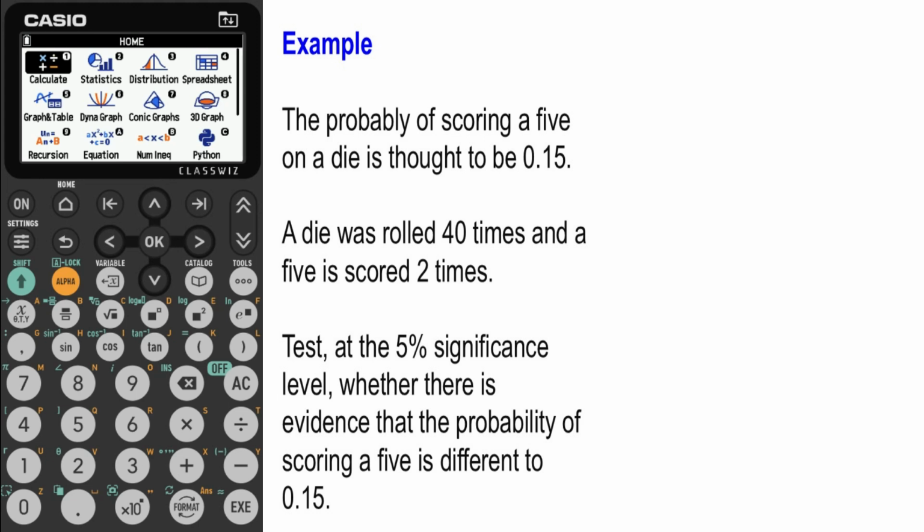The probability of scoring a 5 on a die is thought to be 0.15. A die was rolled 40 times and a 5 is scored 2 times. Test at the 5% significance level whether there is evidence that the probability of scoring a 5 is different to 0.15. We begin by setting up our binomial distribution.